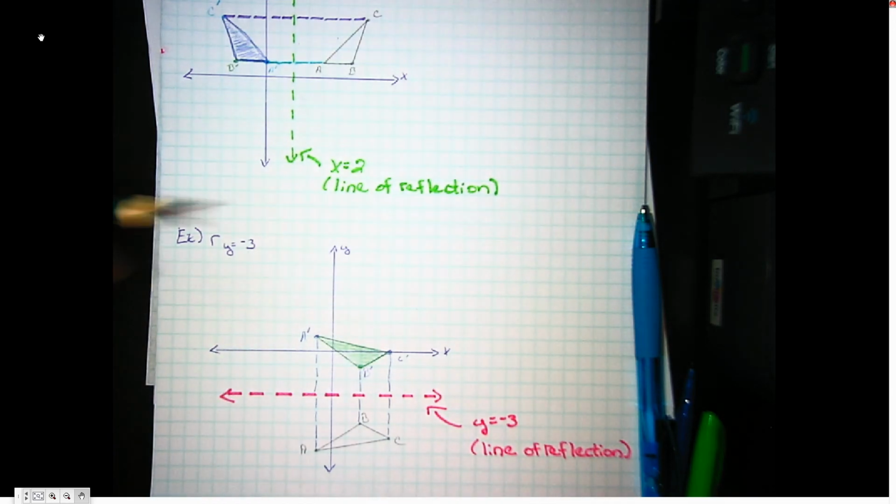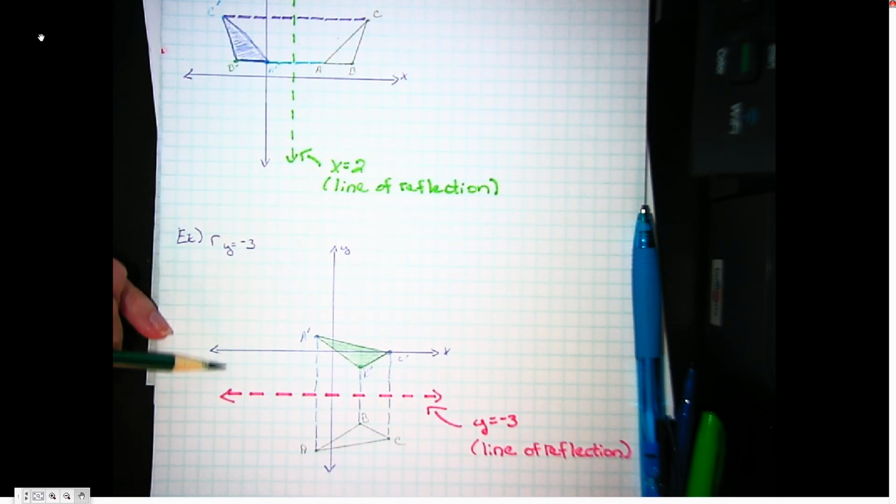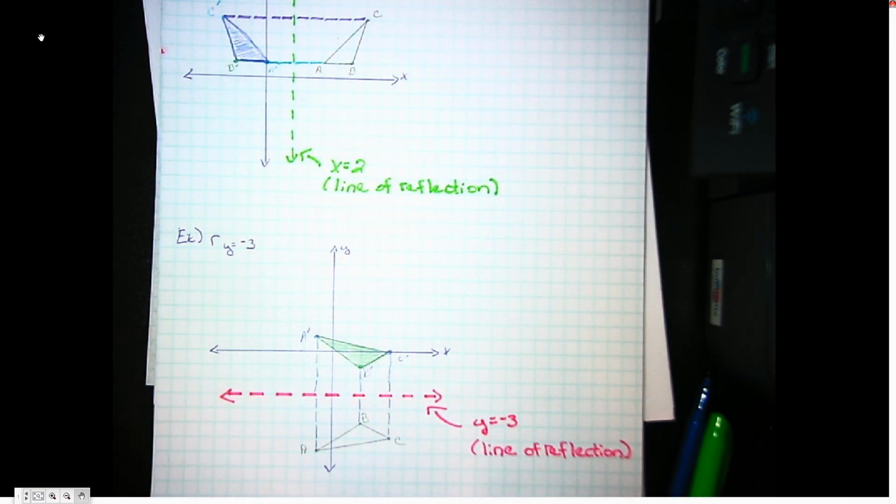Anytime you have a line that you're reflecting across that is not the x or y axis, just remember, draw your line of reflection and then count the distance from each one of the vertices. It has to be equal distance. All right, I think that covers it for now. We might add more to this later, but I think that should get you through all of your practice problems.